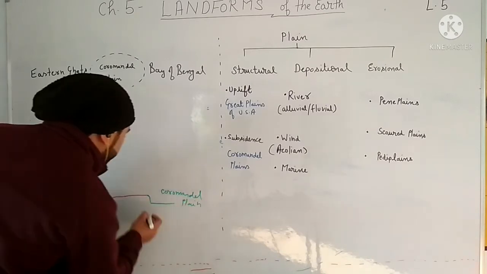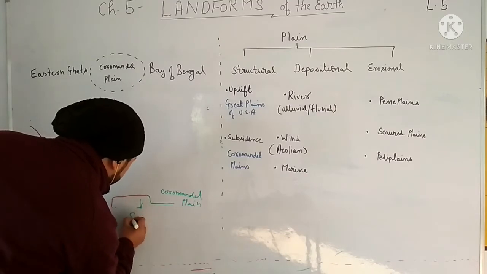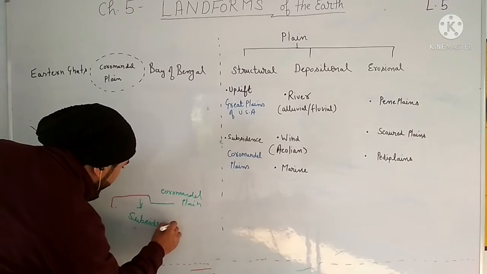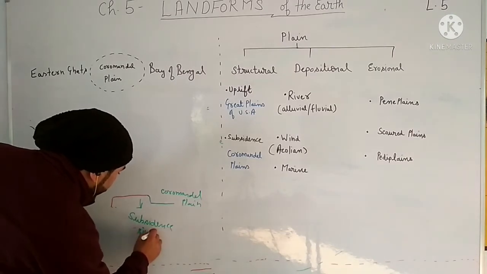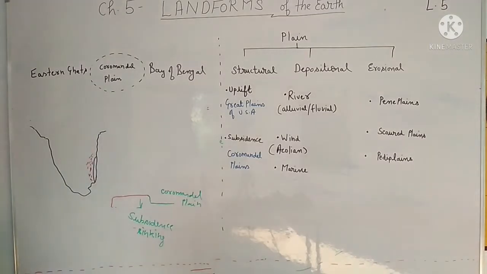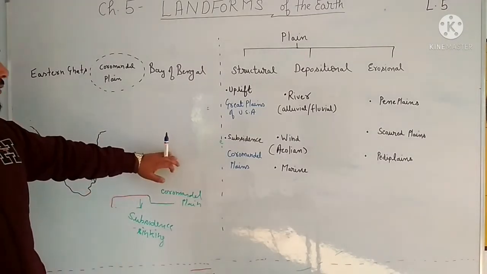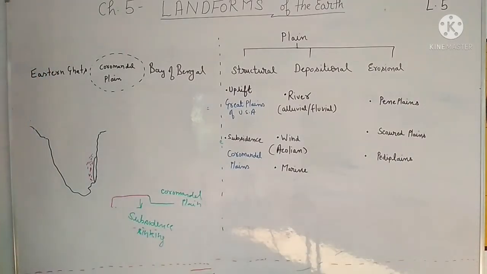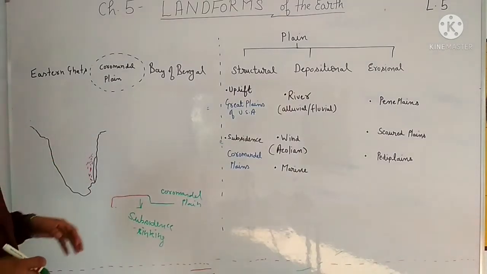So which process is taking place here? Subsidence. Subsidence means sinking. Here sinking of land is taking place. Clear? So this is how the Coromandel Plains were formed. These plains are called structural plains. These were formed because of the forces working on the surface of the earth from inside.